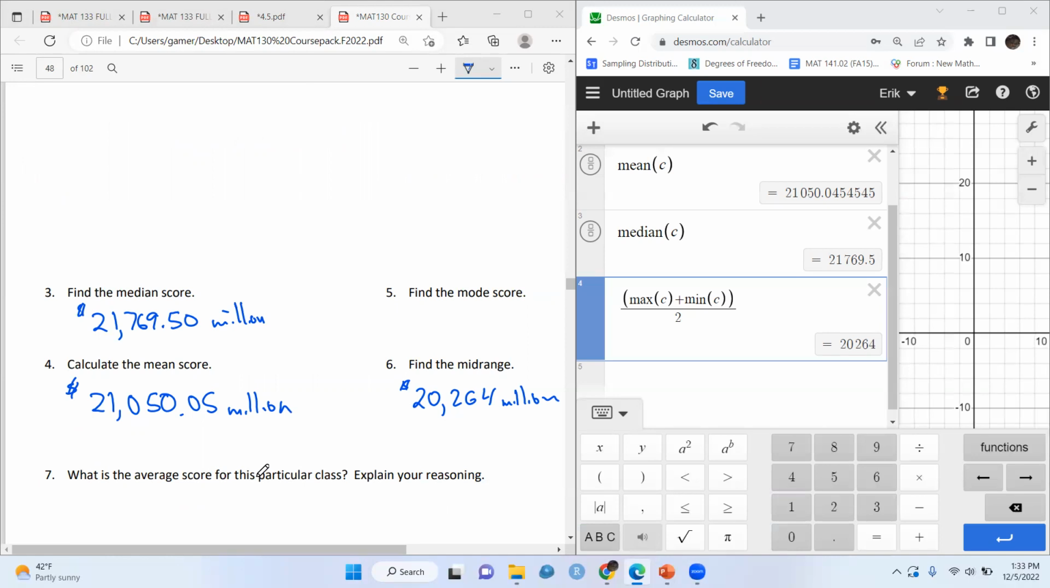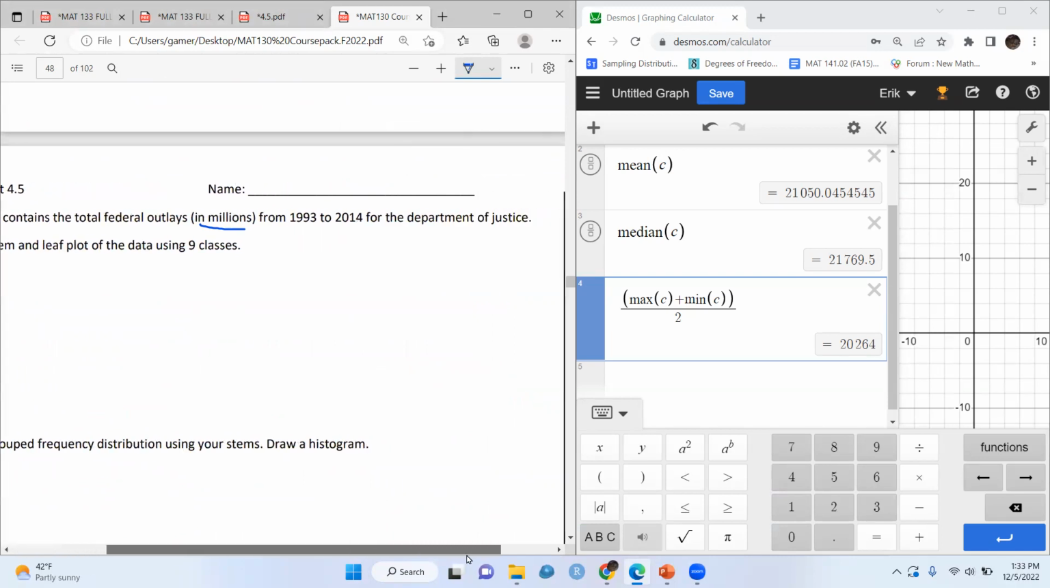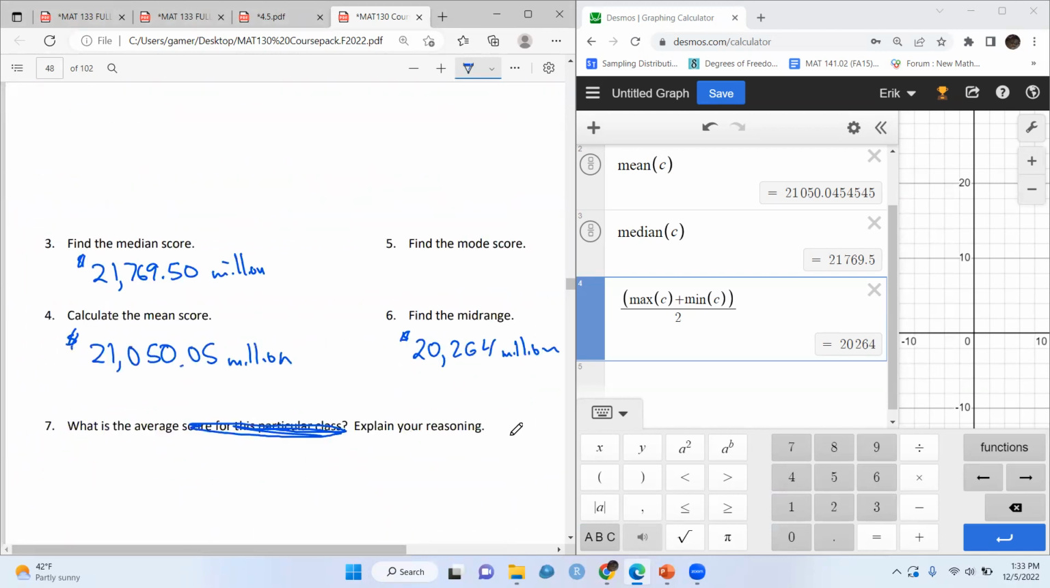Now, this question is a screw up. What is the average score? This was an old question. We should say, what is the average federal outlay? Let's see, what is this? For the Department of Justice. What is the average spending? The Department of Justice. But let's first go figure out what mode is for this question to make sense, right?